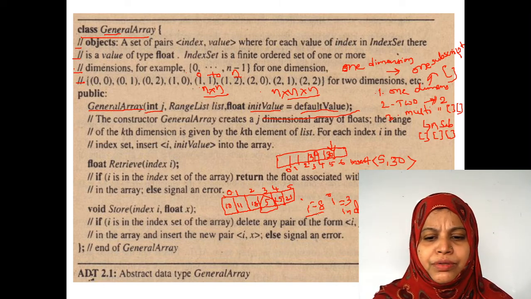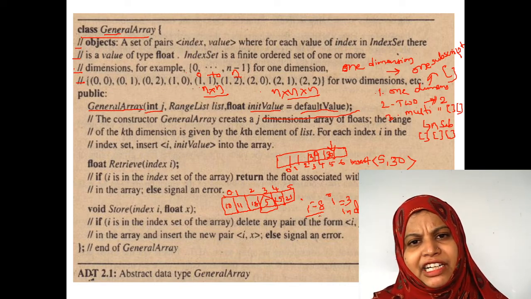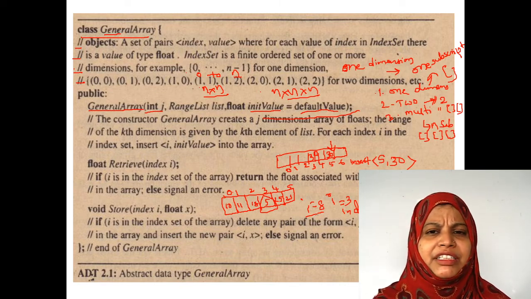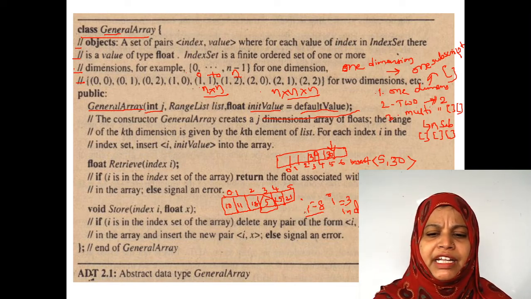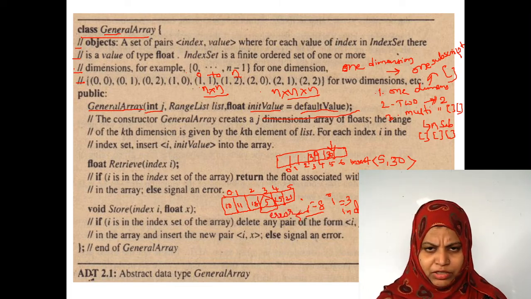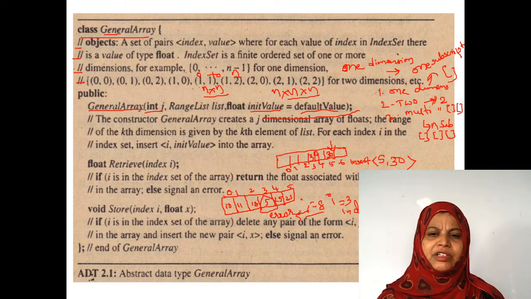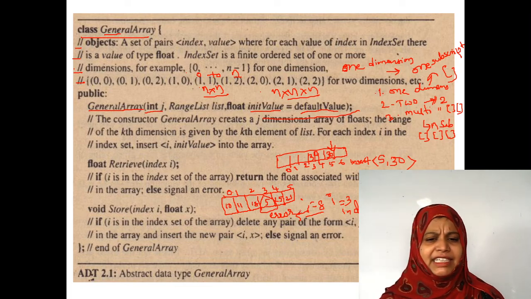So, if the user tries to retrieve the 8th element from the array, but the 8th element is not present in that particular array, that's the reason it is going to give an error. It is going to give the error that the element is not present in that particular array, for I equals 8, right. Next one is void store index I comma float x.